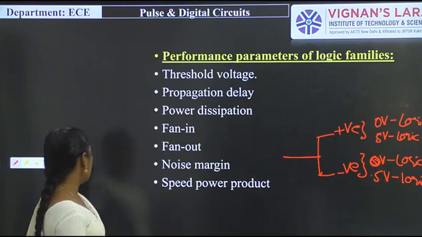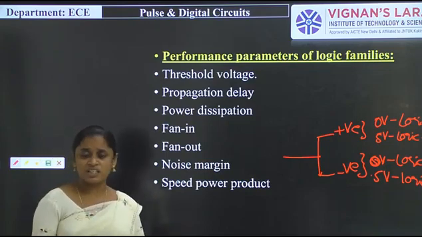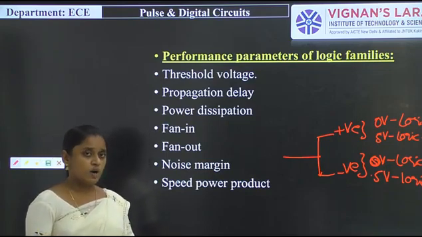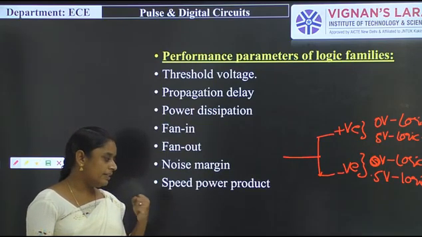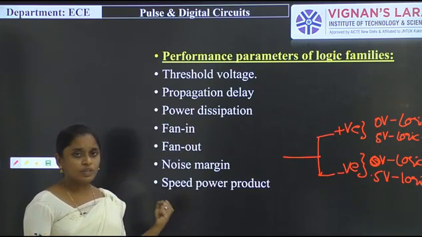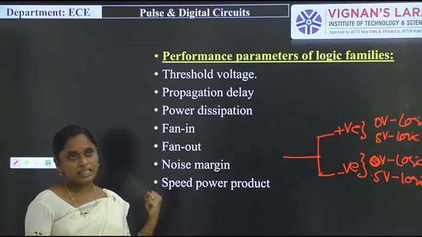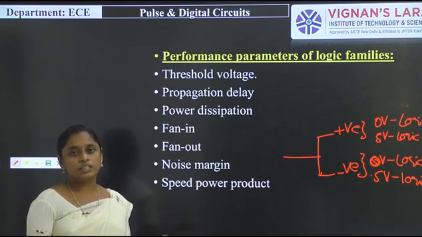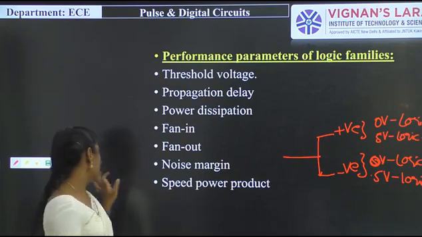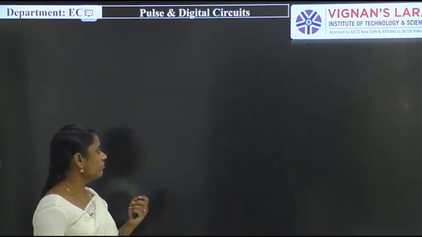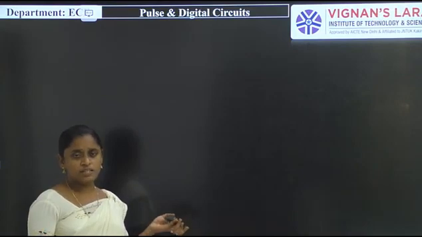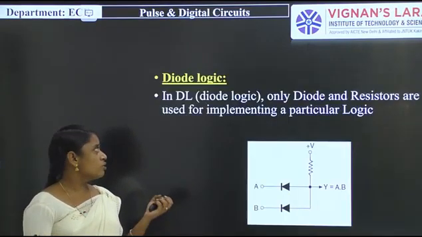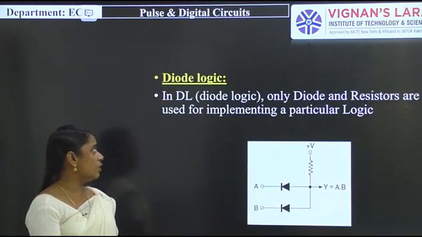So before discussing this transistor logic, BJT and FET, there is another logic family, that is diode logic. So what is meant by diode logic? How can a diode logic be designed, and what is the design of that? We have to check the condition. Any logic family is used for designing of the logic gates only. So first we discuss the diode logic.